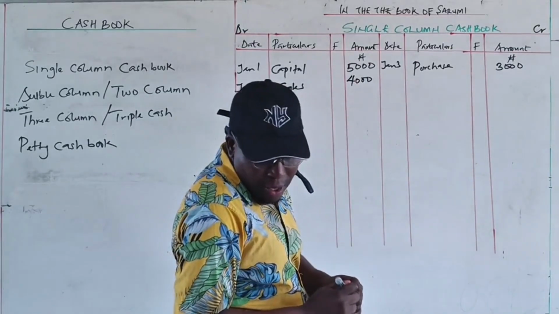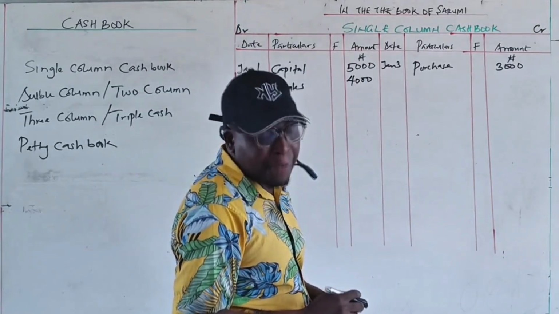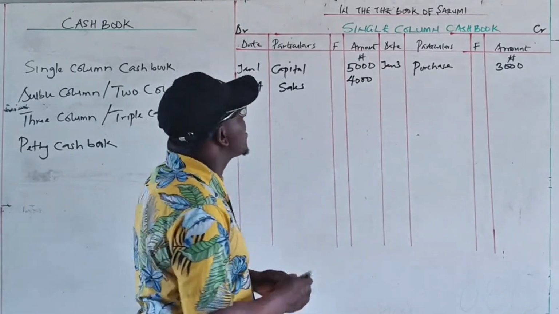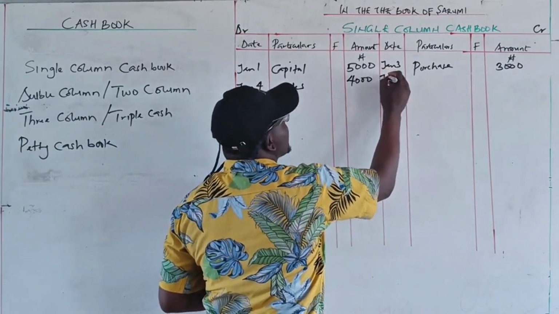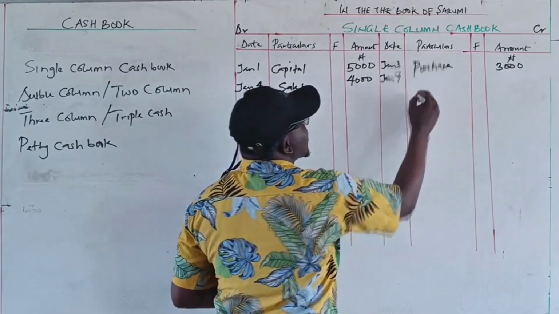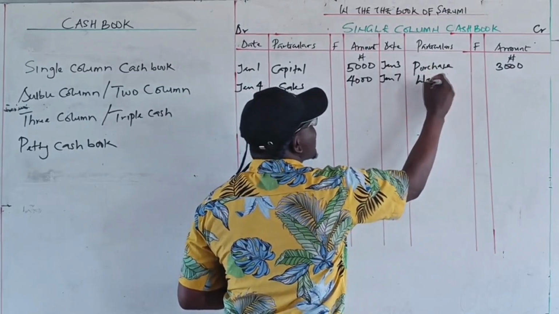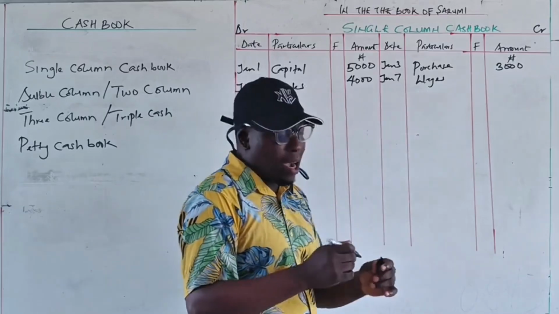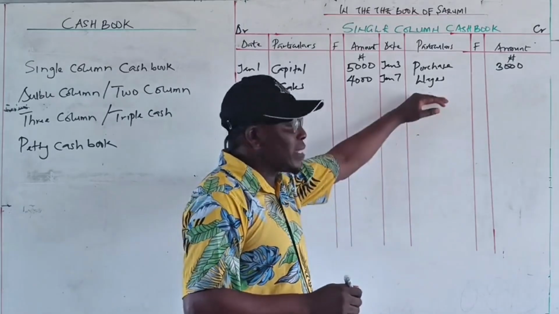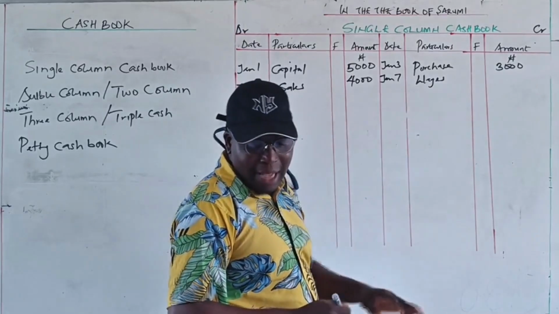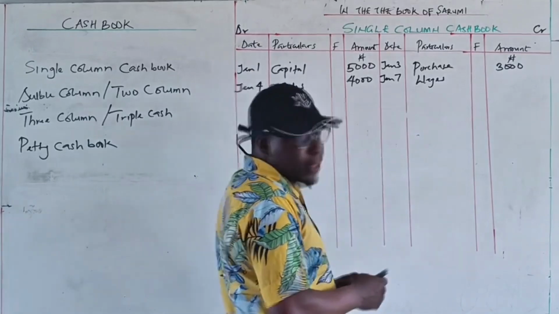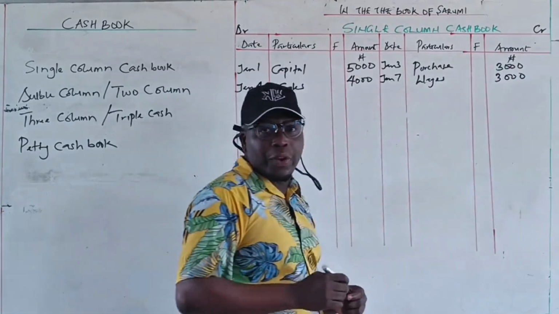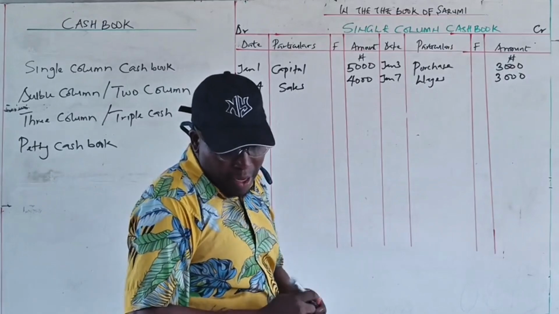January 7, paid wages for cash. Also, that is an outflow from the business. So we go to the payment side and write January 7, wages. That is what they paid for. We don't write paid wages. You write only the account that is involved. Wages, it is paid for cash, which is 3,000 naira. So we write it under the amount 3,000 naira.